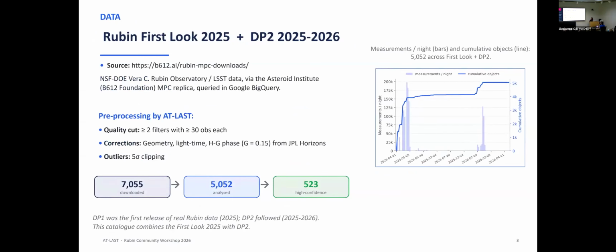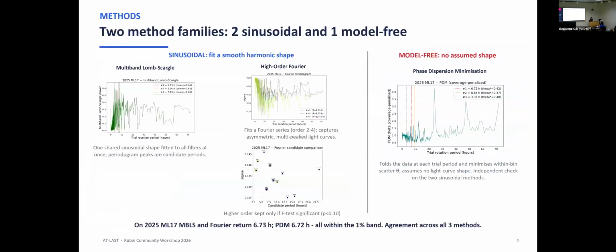To do this, I used the Asteroid Institute database, which has the MPC replica, which I queried using Google BigQuery. For all of these asteroids, I start with about 7,000, and then I filtered them, saying that I needed at least 2 filters with at least 30 different observations. After that, I applied geometry corrections because asteroids are always moving, so I benchmarked them at a fixed distance as well as a viewing angle. Then finally, I applied 5 sigma clipping to remove any extreme outliers. That narrowed it down to about 5,000 asteroids.